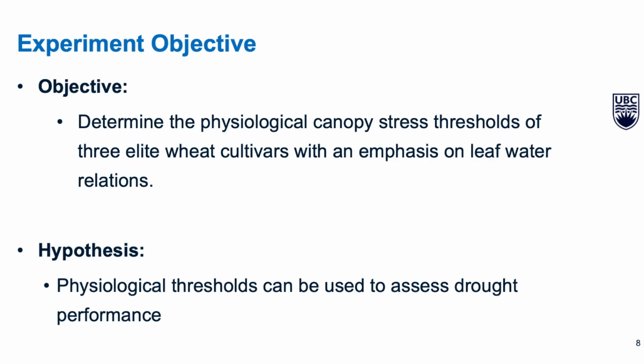Now, moving on to my experiment. The focus of my experiment was to determine the physiological canopy stress thresholds of 3 elite wheat cultivars with an emphasis on leaf-water relations. My hypothesis was that the physiological thresholds can be used to assess drought performance.